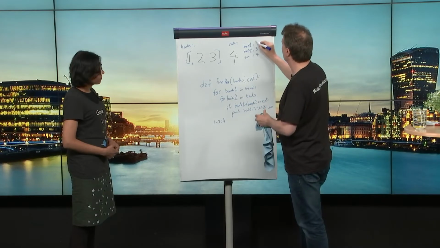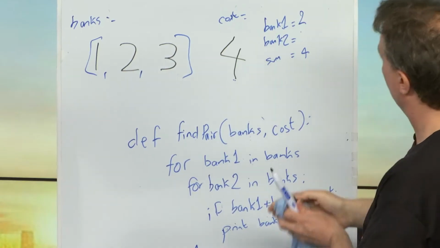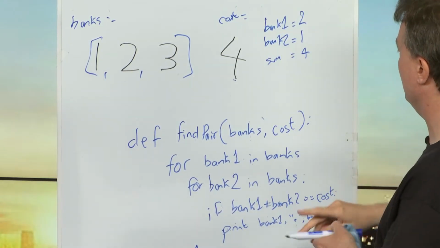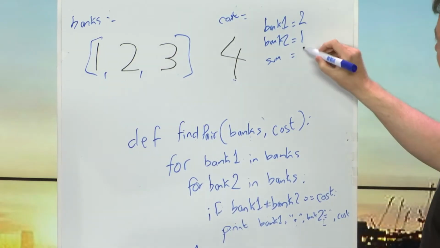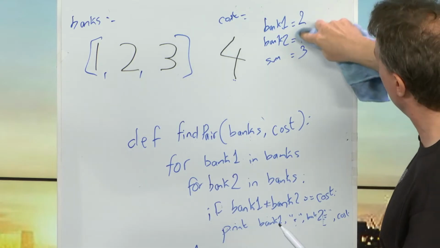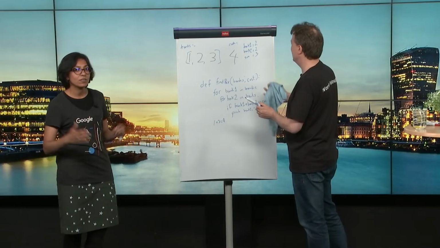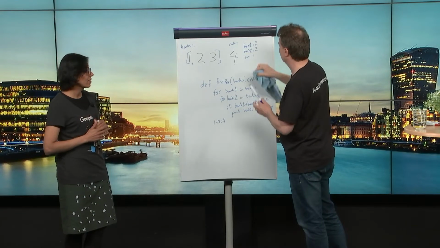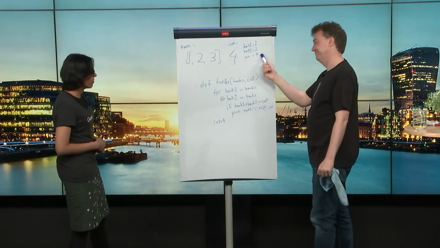Bank 1 will become 2, and then back into the inner loop again. Bank 2 is 1, and so the sum, bank 1 plus bank 2, is 3, so that doesn't add up, and then back into the inner loop. So you can see with nested for loops, it's good to start with a shorter test case so that you can get through it completely in a shorter time frame.